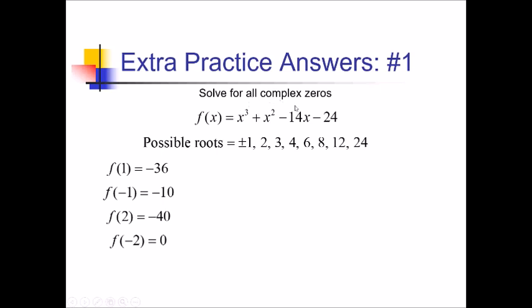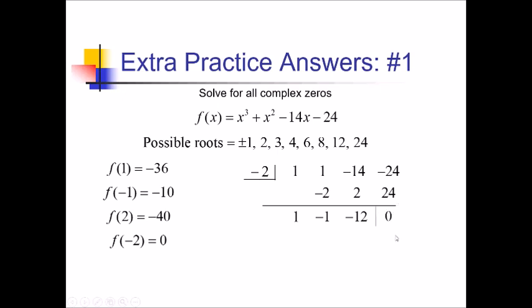So let me write out my coefficients now, doing some synthetic division. We've got 1, another 1 for the x squared, and then negative 14, negative 24. And since negative 2 is my number that gave me 0, I'm going to use that as my box number here. Let me set up my line there, and let's start this process. So bring down the 1, times negative 2 gives me negative 2, plus 1 gives me negative 1, times negative 2 gives me 2, plus negative 14 gives me negative 12, times negative 2 is giving me 24, plus negative 24 gives me 0, which is what we expected.